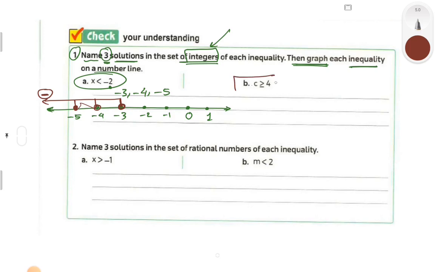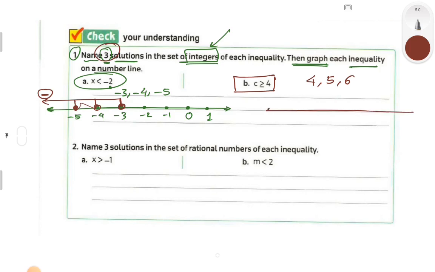Okay, look at this inequality. x greater than or equal to 4. So 4 belongs to the solution. Greater than 4, maybe 5, maybe 6, and so on. We just need 3 solutions.